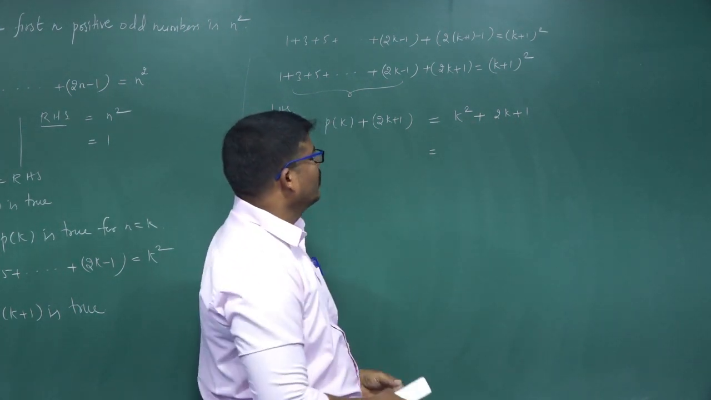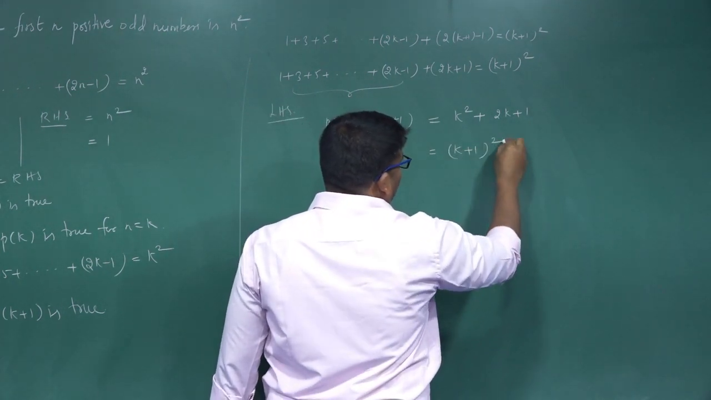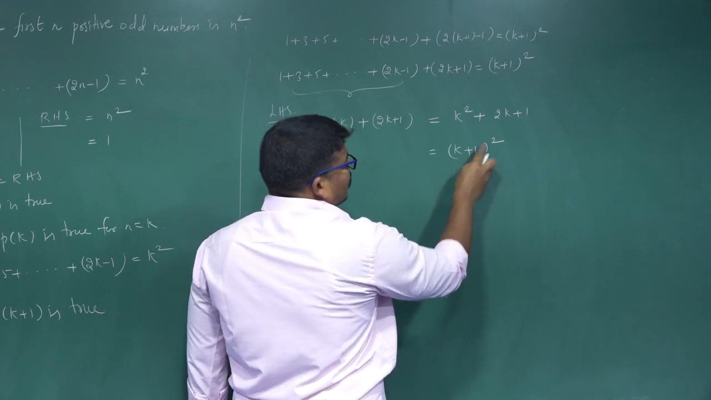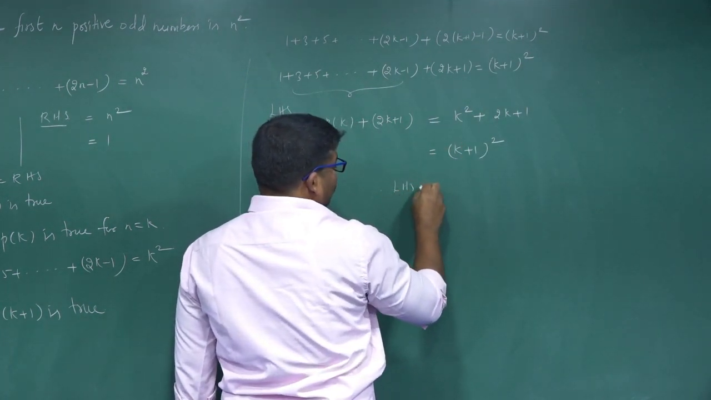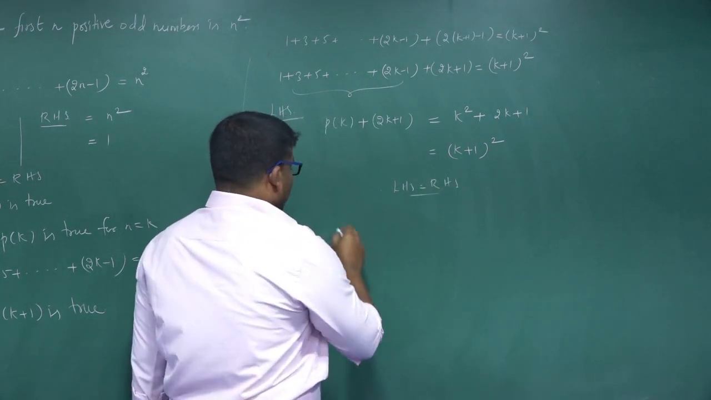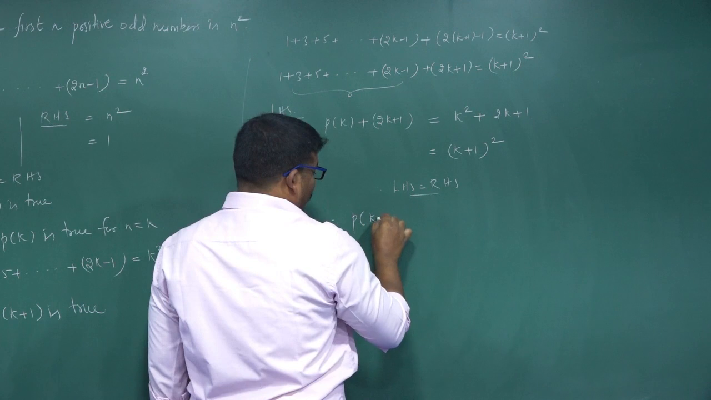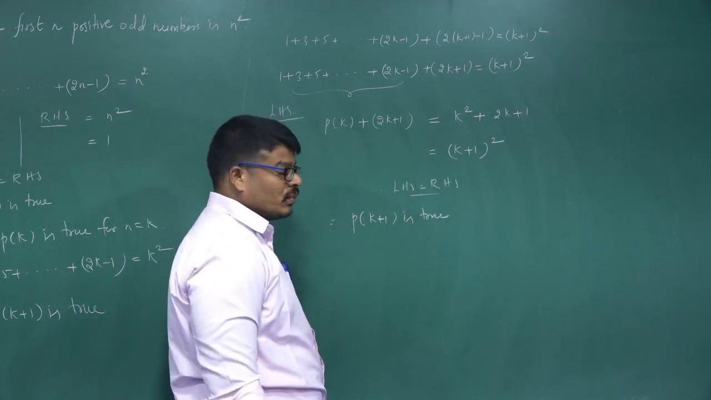Now writing k plus 1 whole square. That is k plus 1 whole square, the right hand side. So therefore LHS equal to RHS. Therefore P of k plus 1 is true.